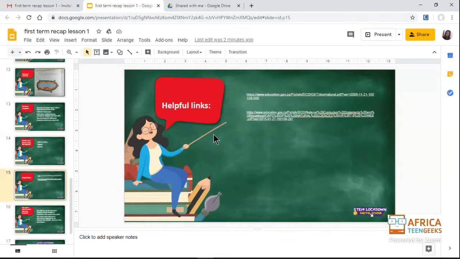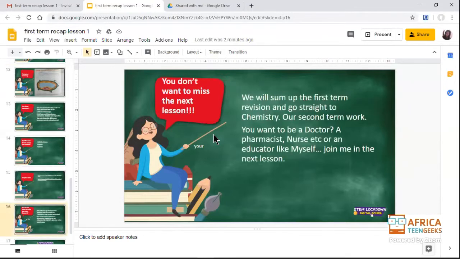So these are some of the helpful links Goli used. So you guys are more than welcome to visit those. And guys, you don't want to miss the next lesson. So we will sum up the first term revision and go straight to chemistry, our second term work. So if you want to be a doctor, a pharmacist, a nurse, or an educator like us, join us in the next lesson. So I hope that will be insightful for you guys.